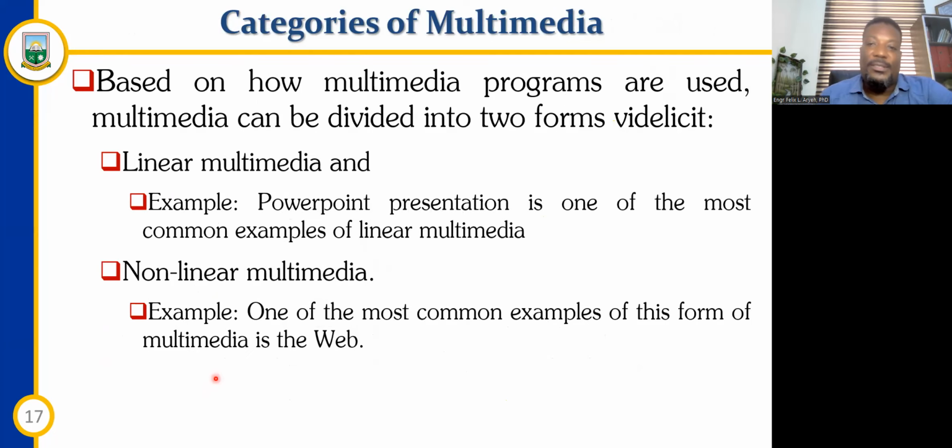Multimedia can be divided into two forms. The first form is the linear multimedia. And the second one is the nonlinear multimedia. I'm saying this again. Now, we are able to categorize multimedia based on two forms. We are able to categorize multimedia based on how it is being used. So based on how multimedia programs are used, we can now categorize it. So based on that, we can say it's either a linear multimedia or a non-linear multimedia.